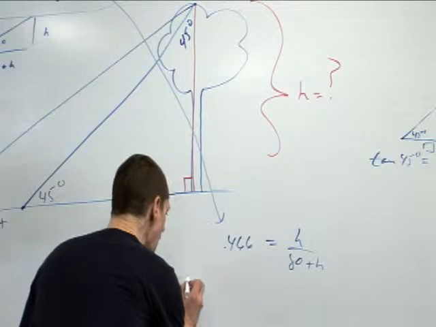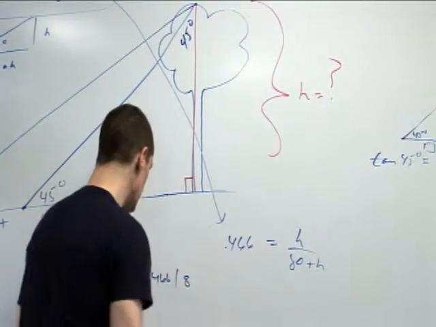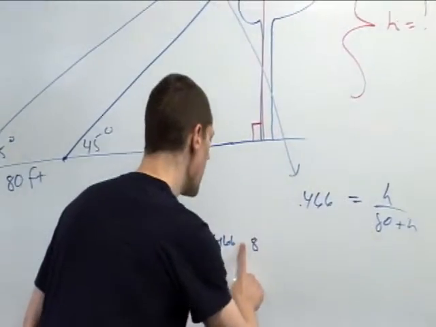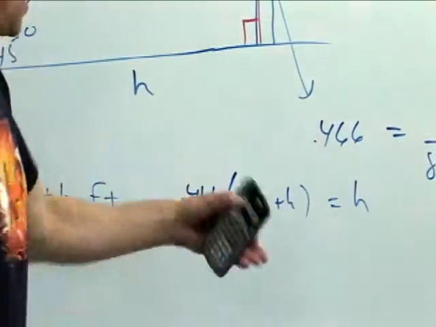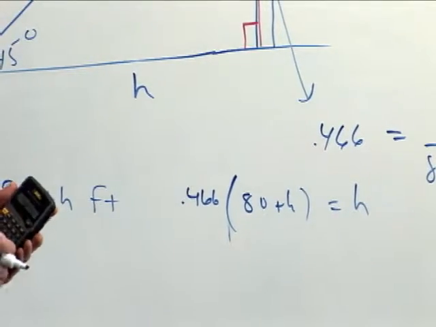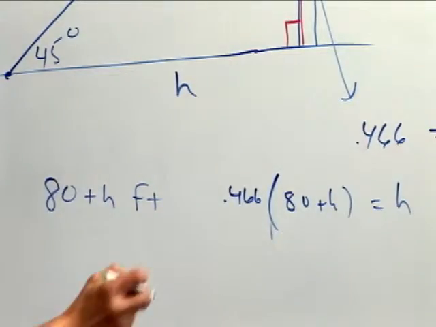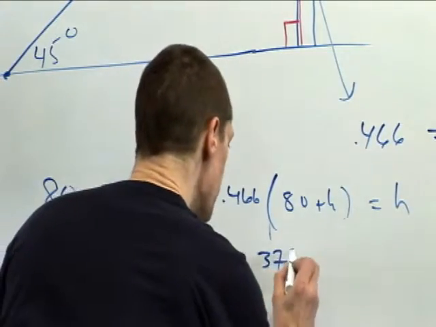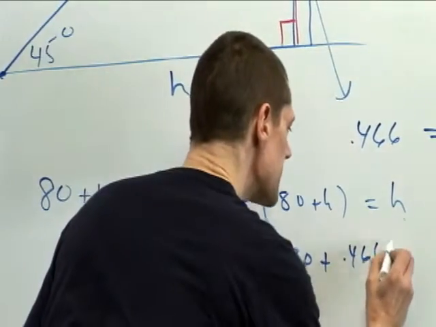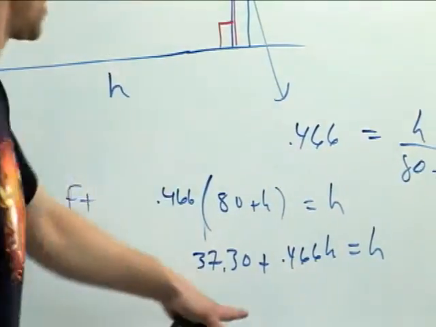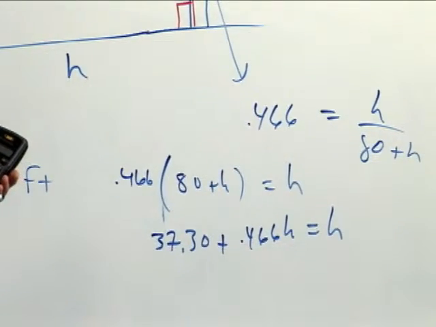So from here we have 0.466 times 80 plus h is equal to h. 0.466 times 80 is 37.30. So this is 37.30 plus 0.466h is equal to h. I'm going to subtract 0.466h on each side.